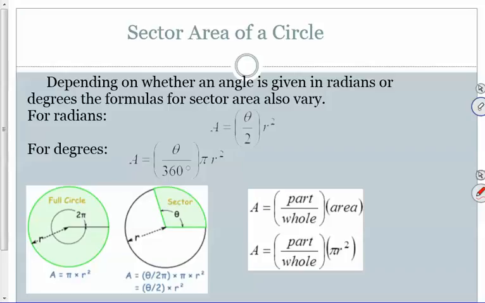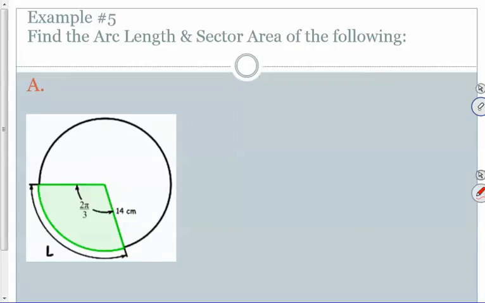Oh, sorry. In area, sector area. Sector area, you know that the area of a circle is pi r squared, so use the same idea. Part over whole times area. Okay? So now we'll try a couple problems. So here's the first one. It says find the arc length and sector area of the following. So we have 2 pi over 3 as the angle, and then we also have 14 centimeters as the radius.